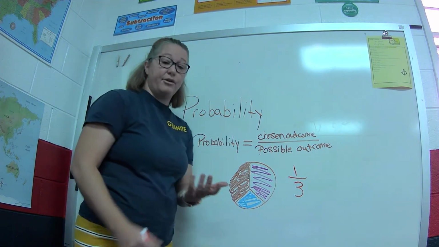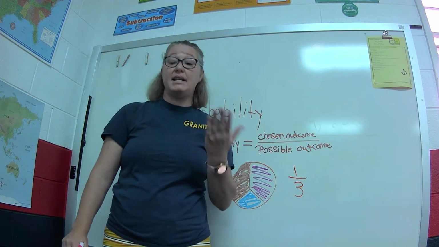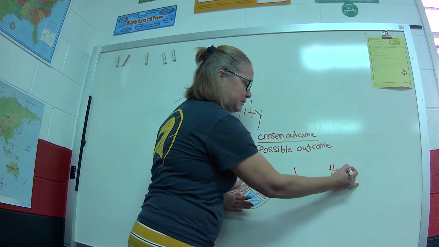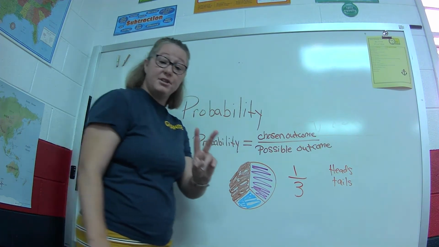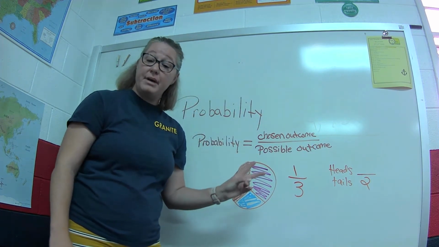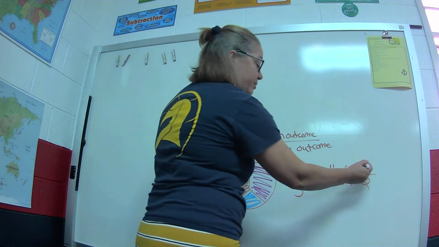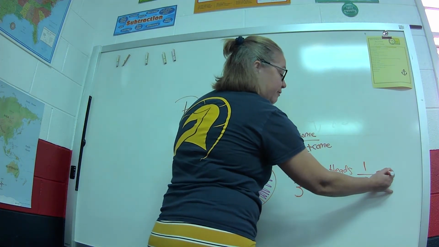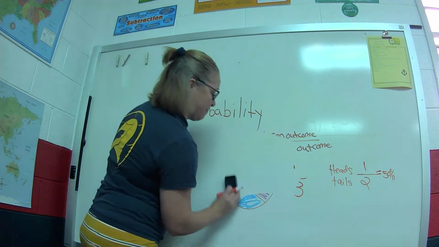Another example is you have a coin. Say you have a penny. A penny has a head side and a tail side. All right, so we have a heads and a tails on a coin, which means I have 2 possible outcomes. So what's the likelihood, or the probability, I'll land on heads? Well, I only have one head. So it would be 1 out of 2 times. If I put that in percentage, that would be 50%.